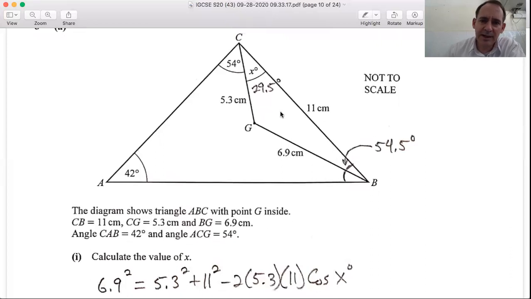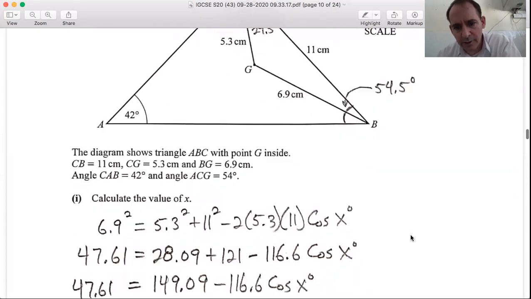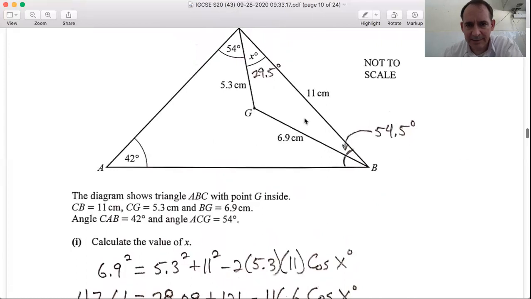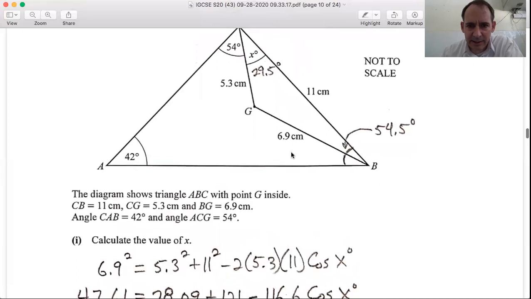Well, if you notice, x is on this little triangle that is not a right triangle, and we have all 3 sides, and we have no currently existing angles. So what we can do is we want to find angle x here. So the opposite of angle x is the 6.9. So we're going to do 6.9.